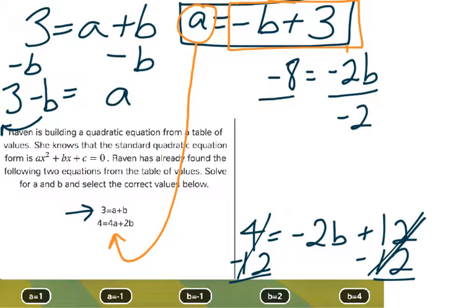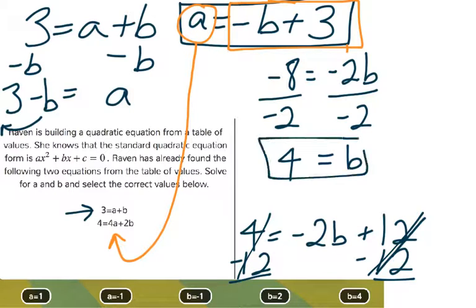I want to divide by negative 2 to get the b by itself. b now equals positive 4. Negative 8 divided by negative 2 is positive 4. Okay, so b equals 4. That's one of our answers. I'm going to circle it down here.